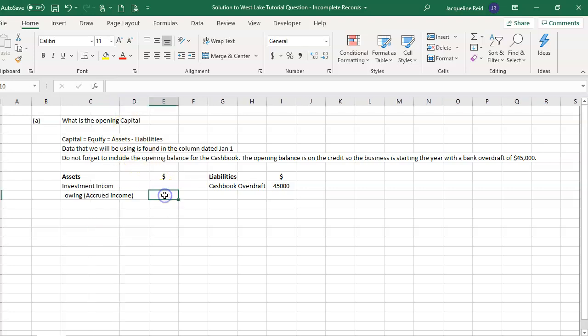All right. And that accrued income, if you remember, is an asset. And that is why I am listing it under the heading of assets. So that value is $3,000. Then there is opening stock.